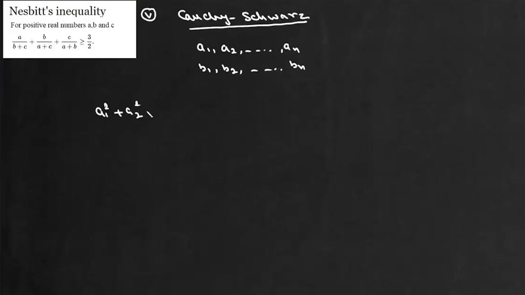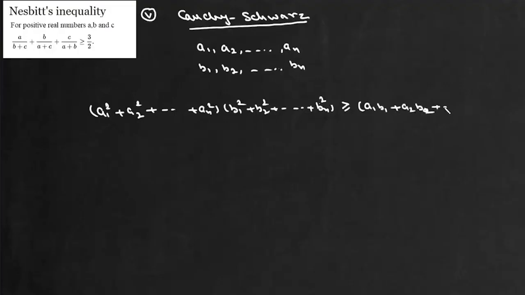a1 स्क्वायर प्लस a2 स्क्वायर प्लस an स्क्वायर इंटू b1 स्क्वायर प्लस b2 स्क्वायर अप टू bn स्क्वायर हमेशा बड़ा होगा या बराबर होगा a1 b1 प्लस a2 b2 प्लस an bn होल स्क्वायर से. अगर इसको बेसिकली देखें तो ये हमको डॉट प्रोडक्ट के जैसे लगता है. हमको पता है a डॉट बी मॉड बी कॉस थीटा है और कॉस थीटा का मैक्सिमम वैल्यू 1 है. तो ये बेसिकली इनर डॉट प्रोडक्ट है टोपोलॉजी में, जिसके रिजल्ट को हम यहाँ इनइक्वालिटी के जैसे यूज करते हैं.